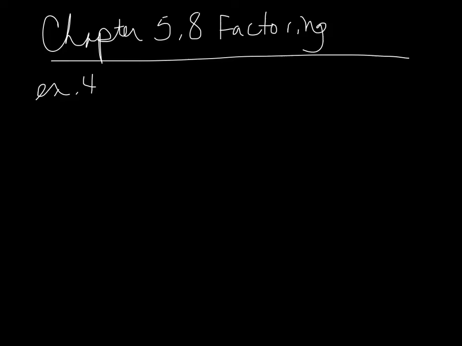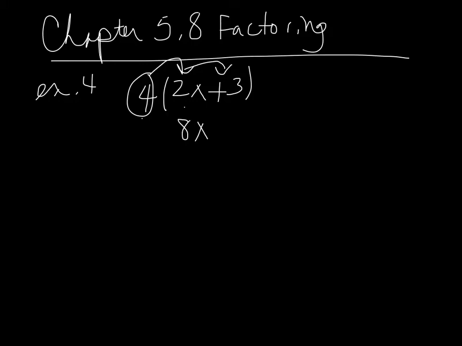Okay, example 4 is actually undoing the distributive property where you multiply out. So let's say that we have 4 times 2x plus 3. On the distributive, we would multiply this here and get rid of the parentheses, multiplying by both terms inside. And so we get 4 times 2x is 8x, and 4 times 3 is plus 12.